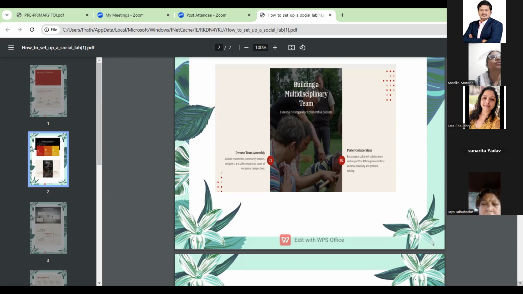Policy experts to cover all necessary perspectives. Here I want to clarify: what is a policy expert? A policy expert possesses very deep knowledge of particular policy domains, such as healthcare, education, environment, and economic policies, which we as laypeople generally do not know. So these policy experts have very good knowledge, and they can really guide you well in the diverse team assembly.